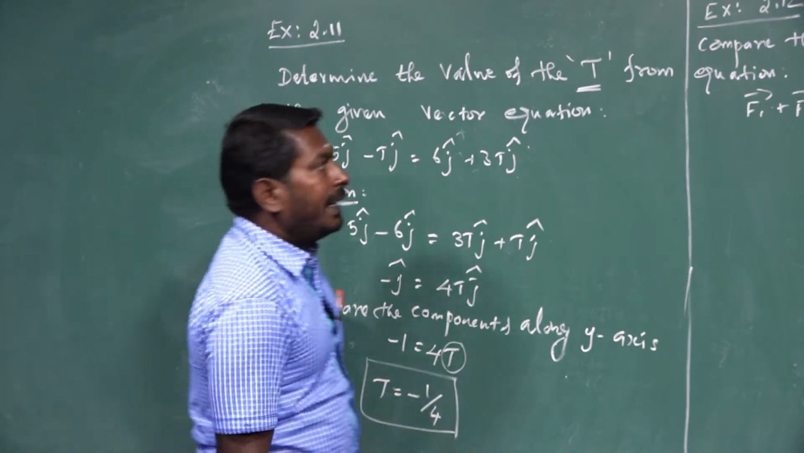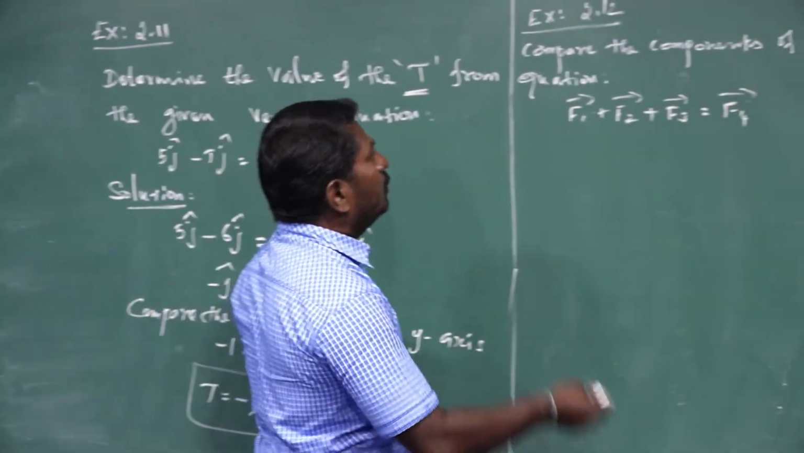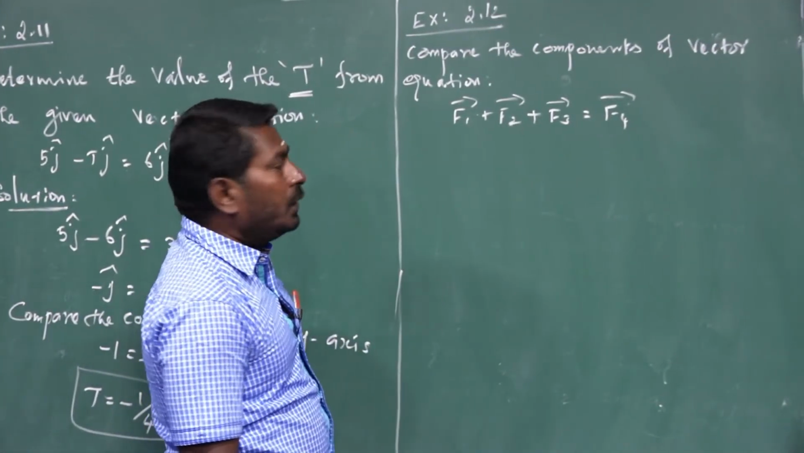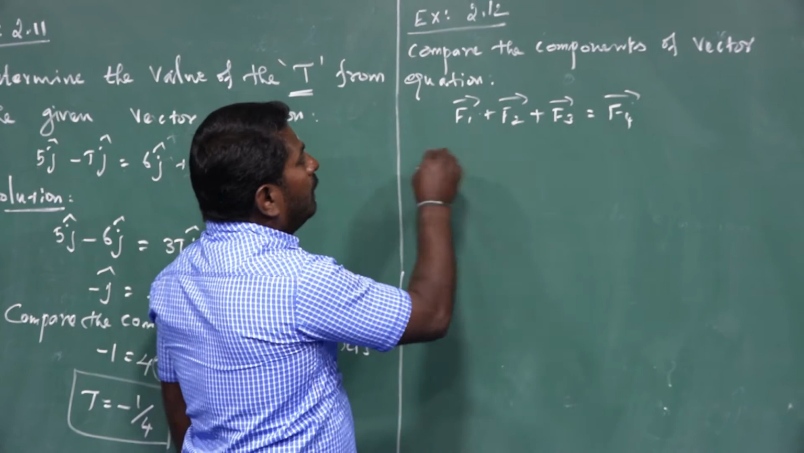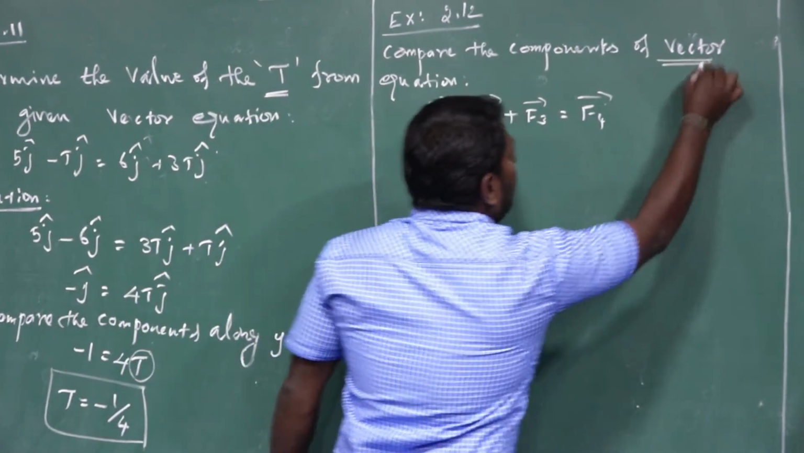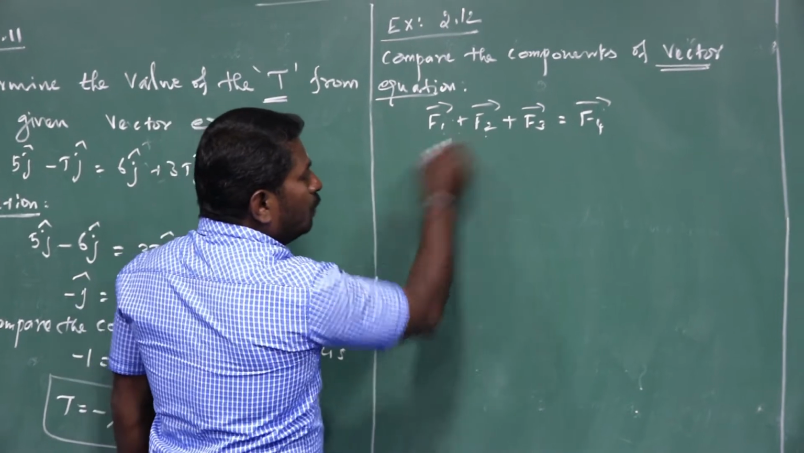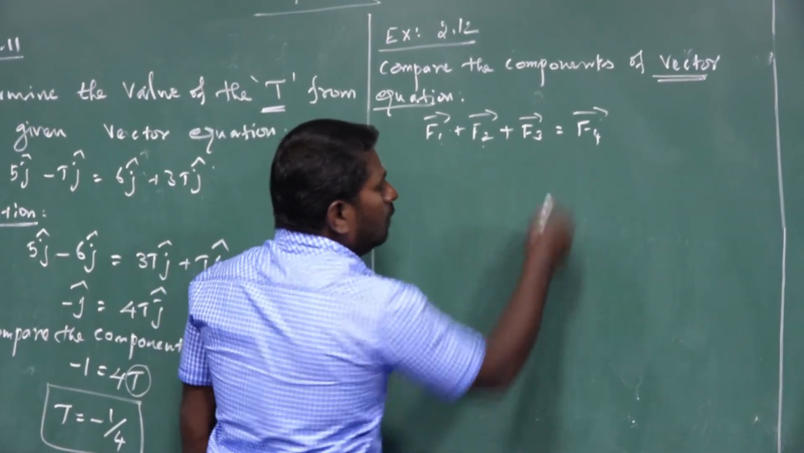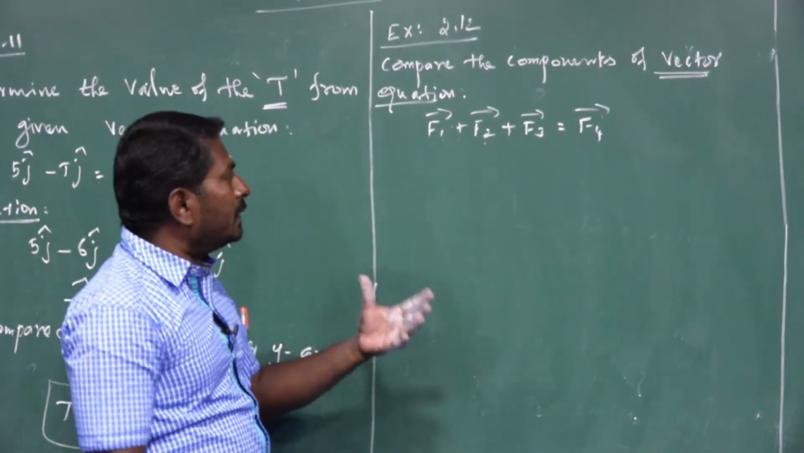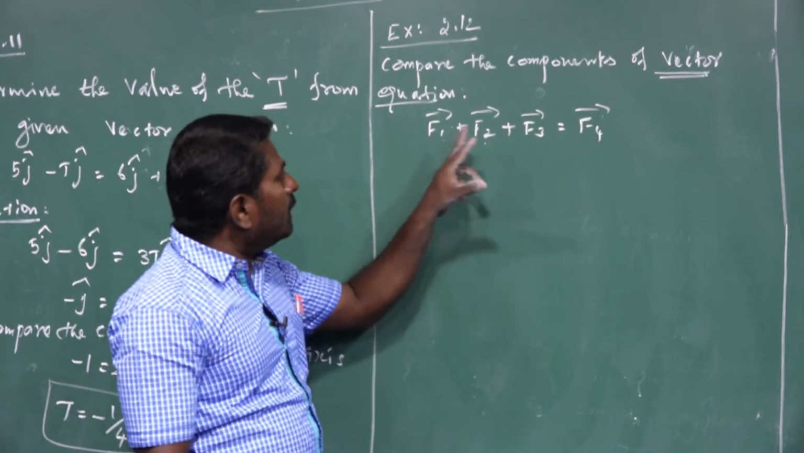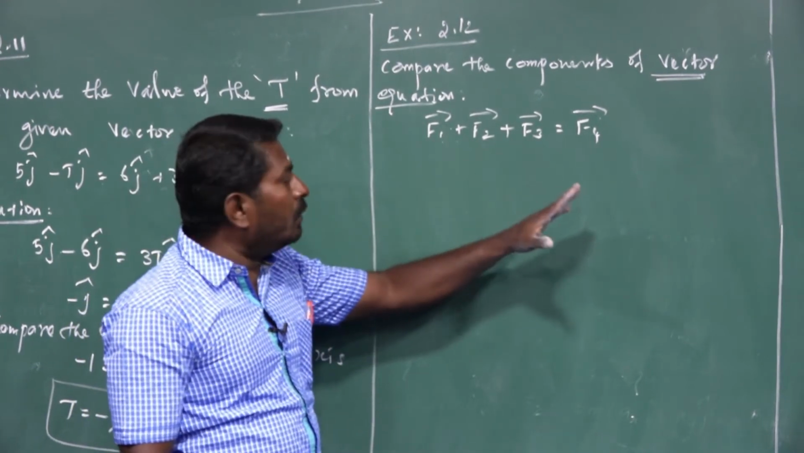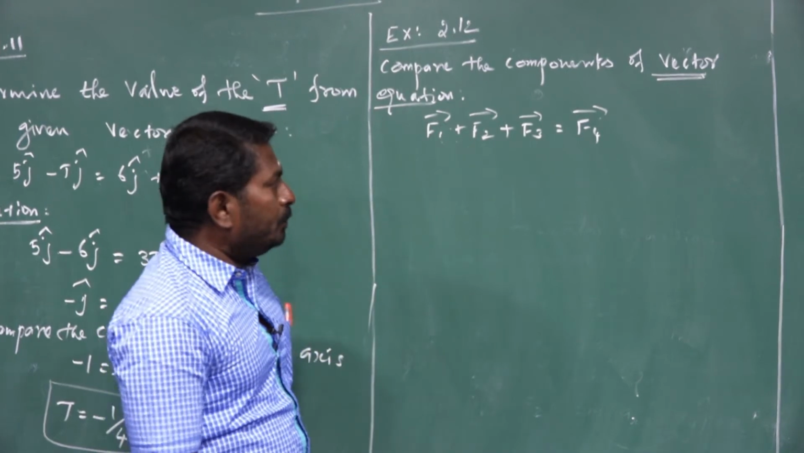So we see one more solved problem in the textbook, example 2.12. Compare the components of the vector equation. You see one vector equation: f1 vector plus f2 vector plus f3 vector is equal to f4 vector. There are four vectors. The sum of the f1, f2 and f3 vectors is equal to the f4 vector.